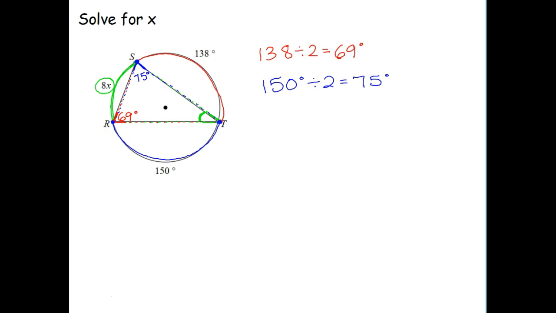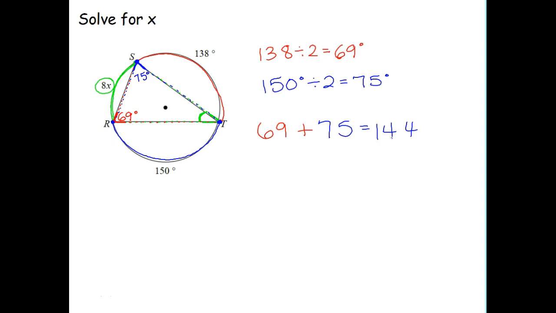All right, so now we have enough information to figure out what the measure of angle T is. And the way that we can do that is, if you look at the shape that's inscribed in this circle, it's a triangle, and we know that all 3 of the angles in a triangle have to add up to 180 degrees. So if we take 69 plus 75, that's equal to 144.